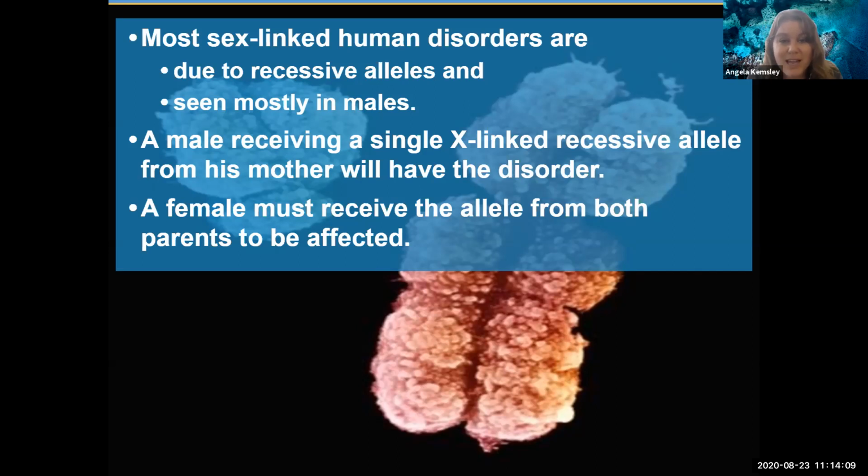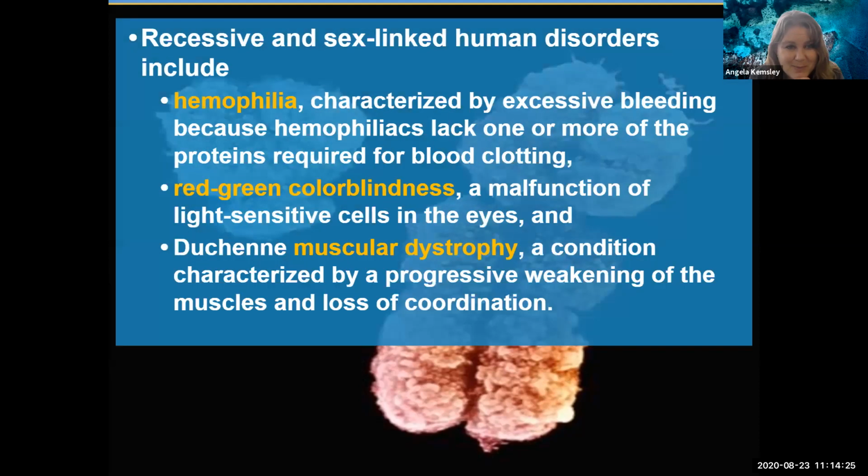So males only have to get that recessive allele once. Females, since they have 2 X's, have to get it twice. So it's much less likely that a female will get both recessive alleles on both of their chromosomes. Recessive and sex-linked human disorders can include hemophilia, red-green color blindness, and muscular dystrophy.